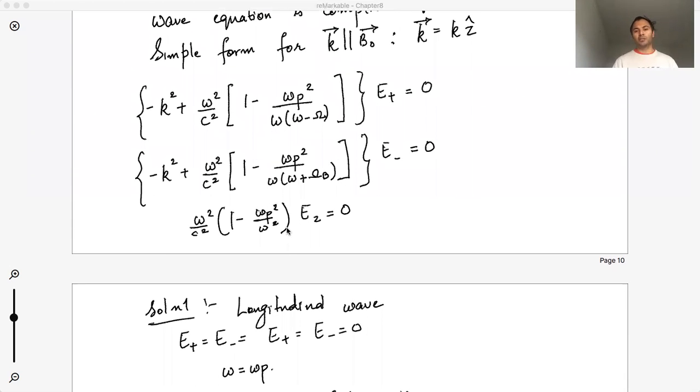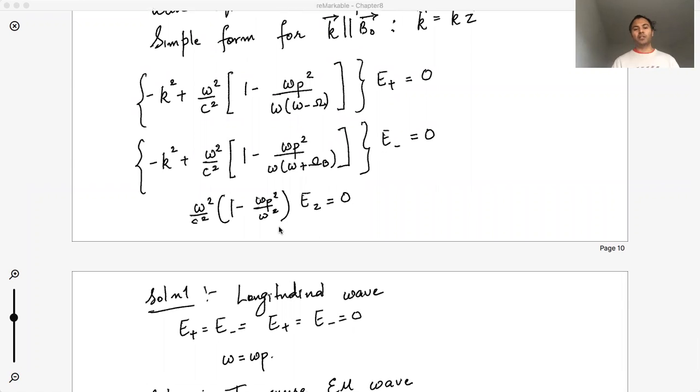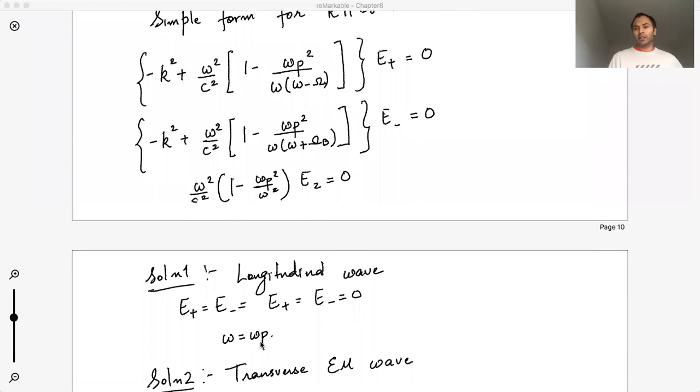So the first solution, of course, well, non-trivial solutions where not all three components of the electric field are 0. So the first solution, of course, is to have E plus and E minus equal to 0. So remember, E plus and E minus are in the transverse plane to the direction of propagation, right? E plus and E minus are in the XY plane. The direction of propagation is along the Z axis. So you get a longitudinal solution. So you only have EZ, which is a longitudinal component.